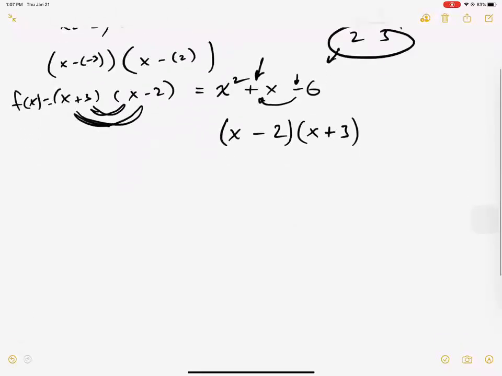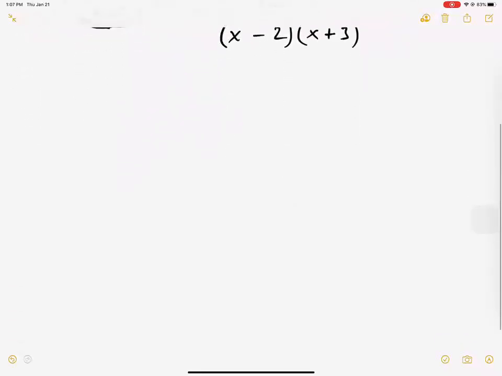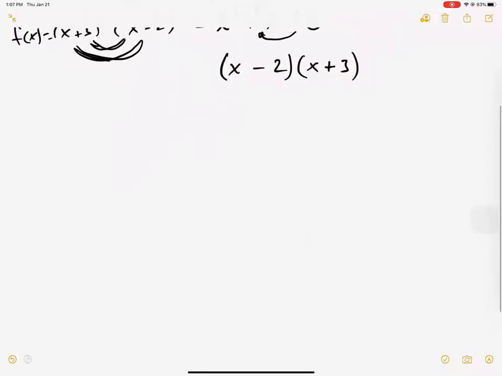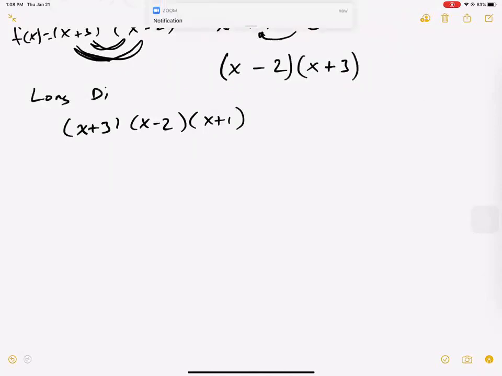Alright, hi everyone. So today we're going to go over long division and one reason why we have long division. So let's go through something that we did before again. Let's do x plus 3 times x minus 2, and we'll throw in another one, x plus 1. Okay, so we're making this a little bit more difficult, and today we're going to do long division.